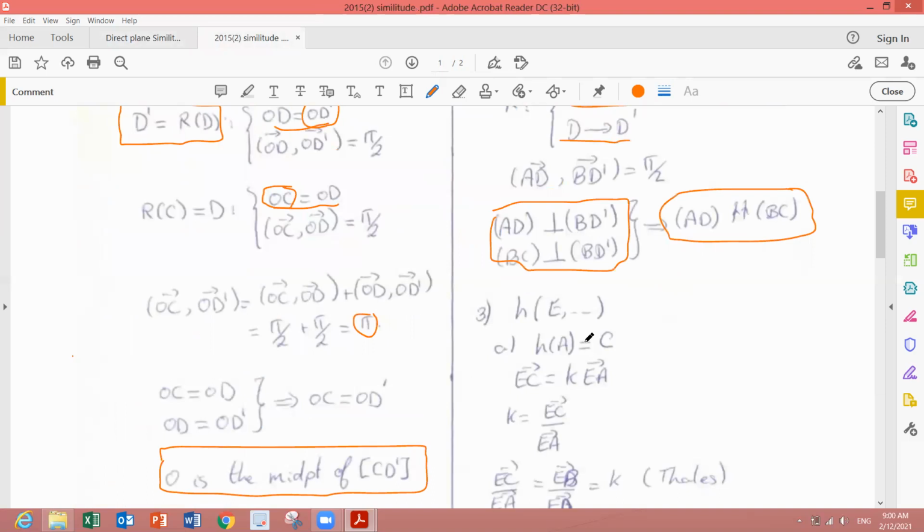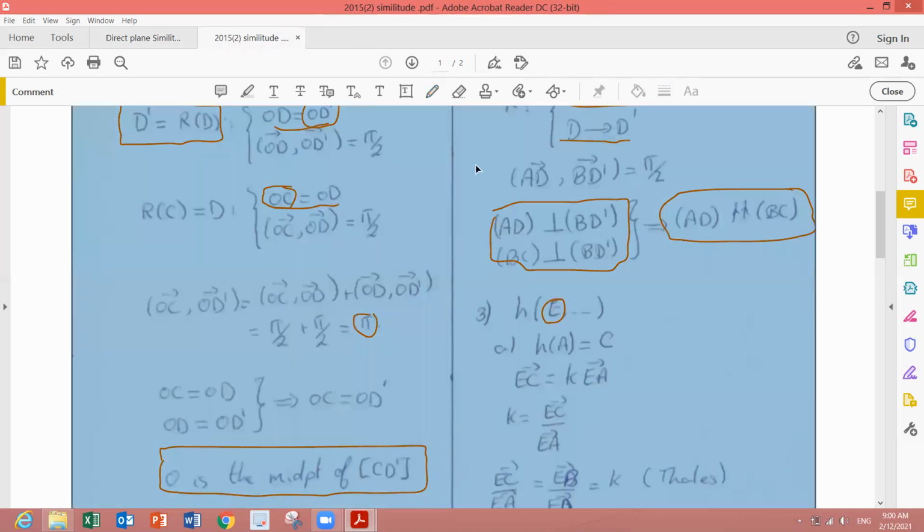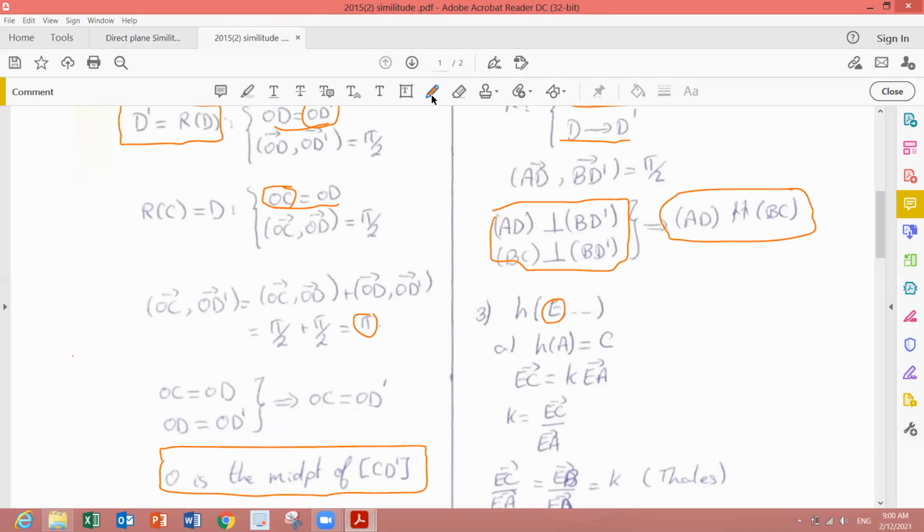So like we said a while ago, H is the center E. I don't know the ratio. So H of A equals C, meaning EC vector, by dilation, which is a similitude, is K times EA vector. So K equals EC over EA. This is the K.